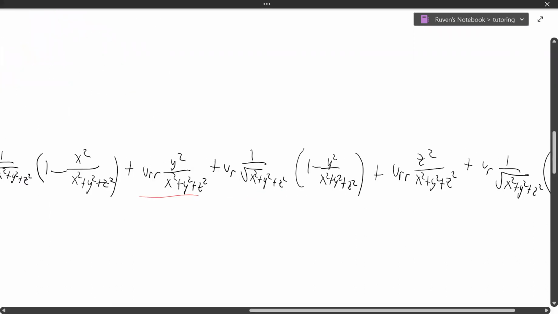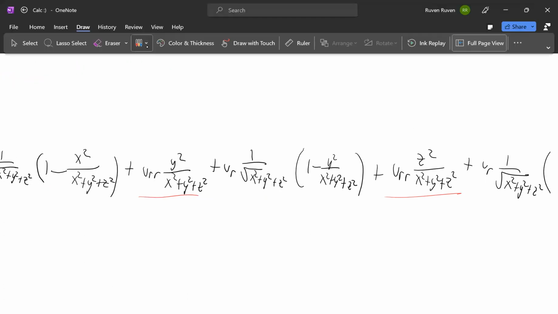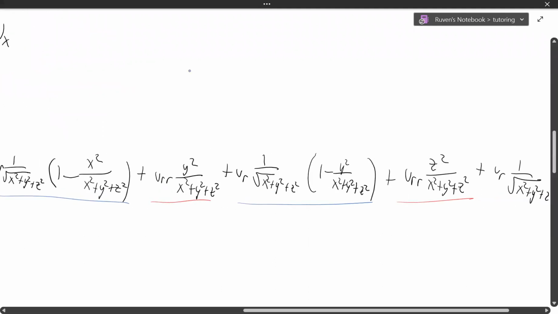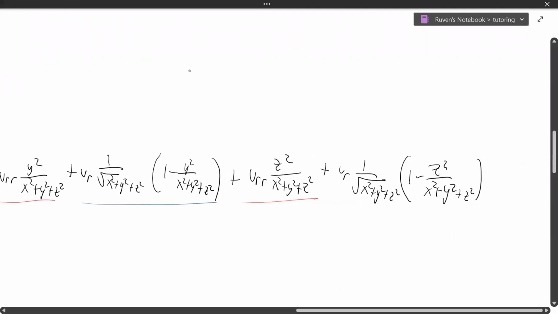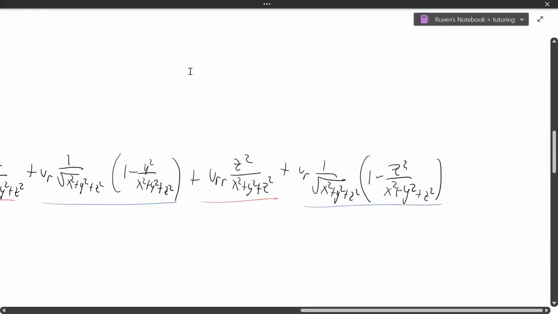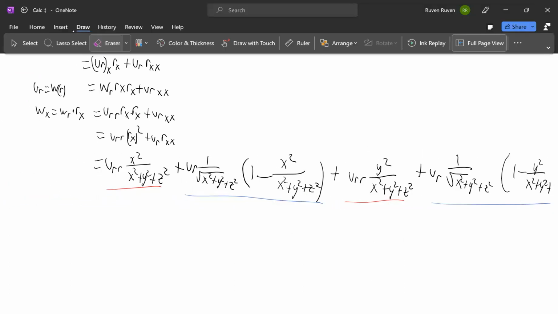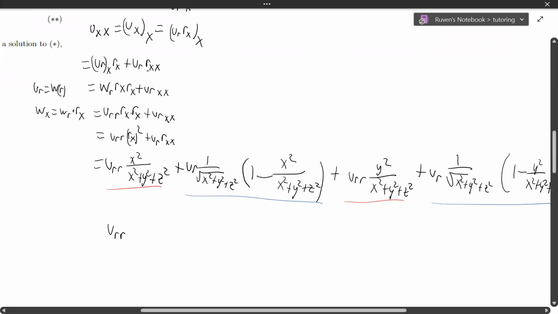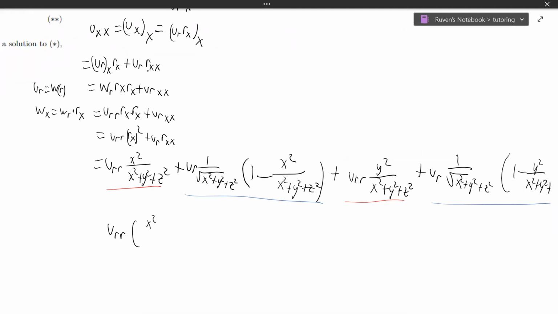I can group all of these terms together by factoring out U_RR. And then I can even use a blue pen, and I can group these terms together to factor out U_R and 1 over root of x squared plus y squared plus z squared. So over here. So let's do it. What we will get then, let's go back to black, is going to be U_RR times, and if we just add x squared and y squared and z squared, maybe x squared plus y squared plus z squared over x squared plus y squared plus z squared.